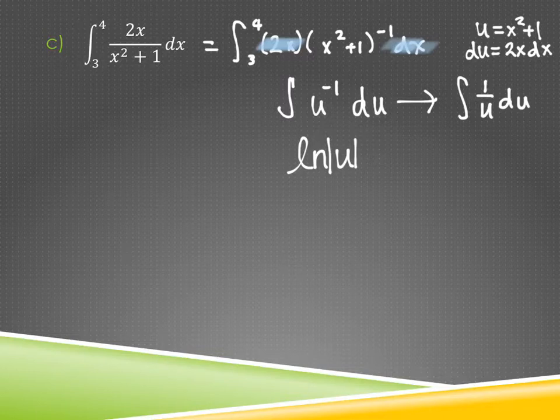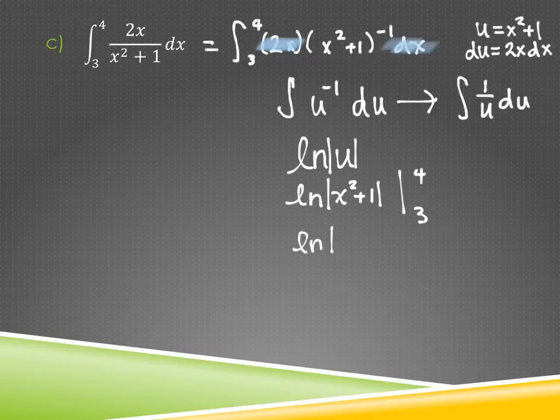But of course, u is not really our variable. It's sort of this made-up variable that we have created to help us out. It's supposed to say what? X squared plus 1, right? Again, use the absolute values or don't. X squared plus 1 is always a positive quantity. And once we have it back in terms of x's, I can use my numbers, which are 4 and 3. So this actually ends up being the natural log of 4 squared plus 1 minus the natural log of 3 squared plus 1. So what's 4 squared plus 1?